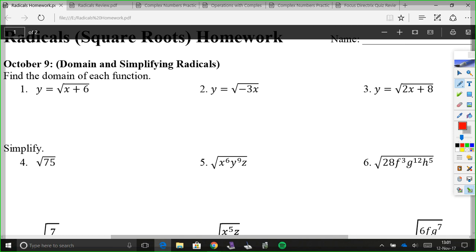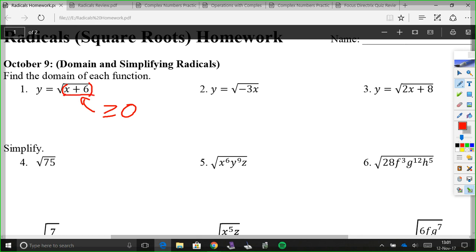Okay, so let's begin. Number 1, 2, and 3 are all asking for the domain of each function. Now the domain, let's just cut to the chase. The domain is focused on what's inside the radical. So I'm just looking at the x plus 6 that's inside the radical. This has to be greater than or equal to 0, since theoretically we're not supposed to be able to take the square root of negative numbers.